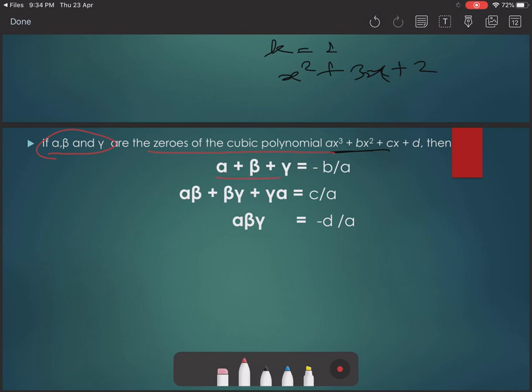Therefore, the sum of zeros, that means alpha plus beta plus gamma, is equal to minus b upon a. The sum of products of zeros taken 2 at a time is equal to c upon a, that means alpha into beta plus beta into gamma plus gamma into alpha equals c upon a, and the product of all 3 zeros equals minus d upon a. This is the relation between the coefficients and the zeros of a cubic polynomial.